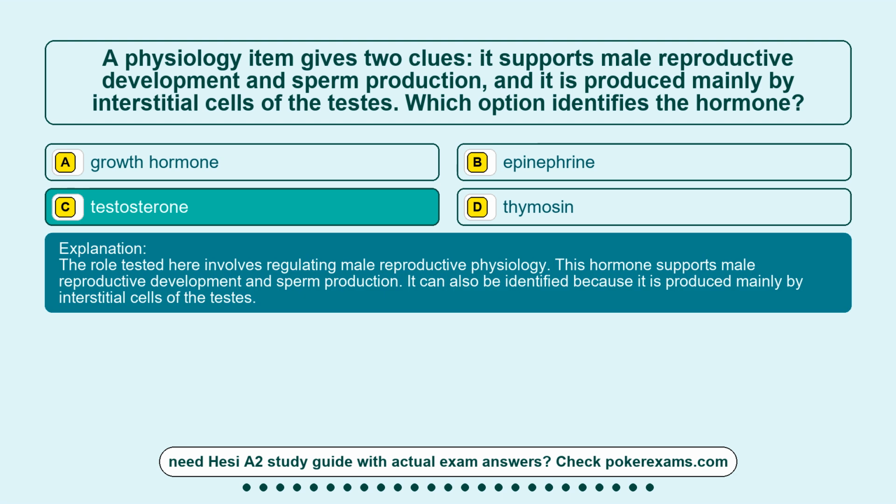The role tested here involves regulating male reproductive physiology. This hormone supports male reproductive development and sperm production. It can also be identified because it is produced mainly by interstitial cells of the testes.